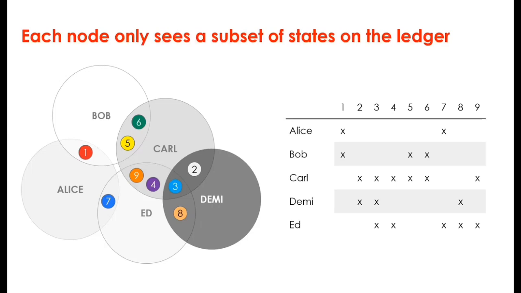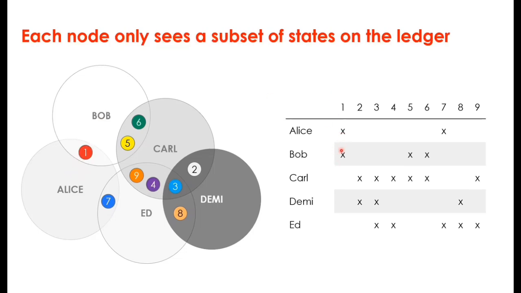So here we have a diagram where each of the big gray circles represents a party or a node on the network. In our case, we have a network of 5 parties, and the nodes are called Alice, Bob, Carl, Demi, and Ed. The smaller colored circles represent the on-ledger facts known by each party. Alice and Bob only know fact number 1. So this is the ledger entry that's visible to Alice and Bob.